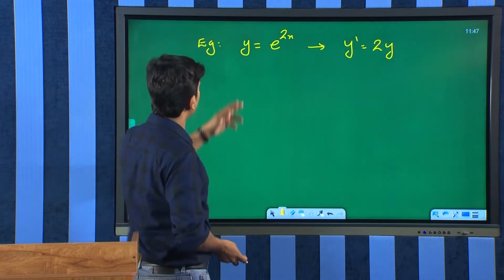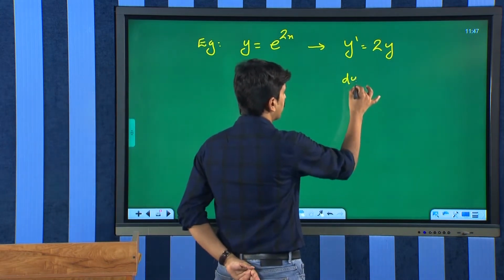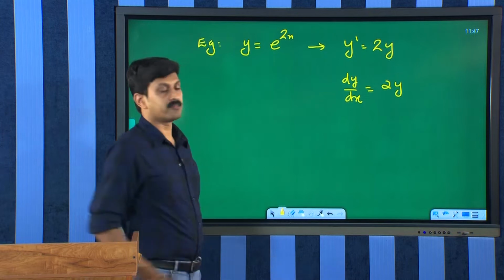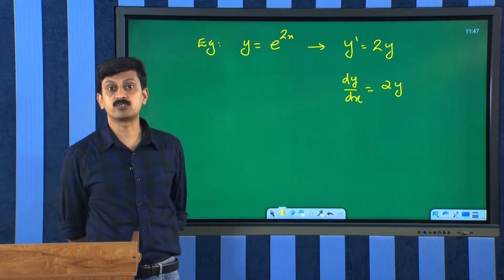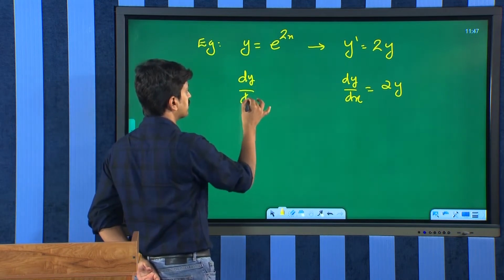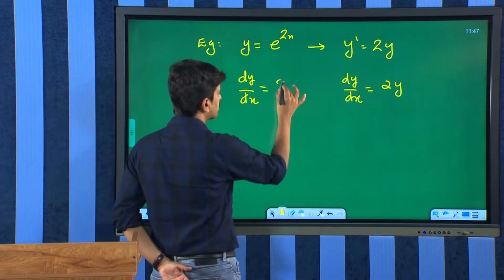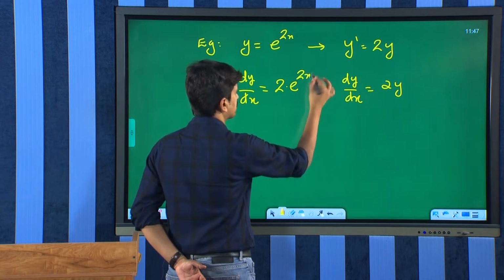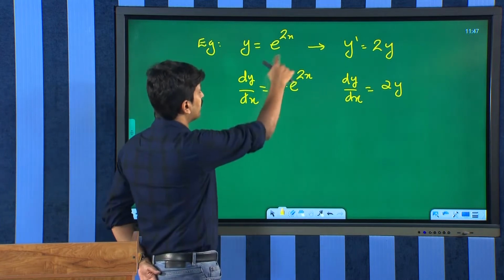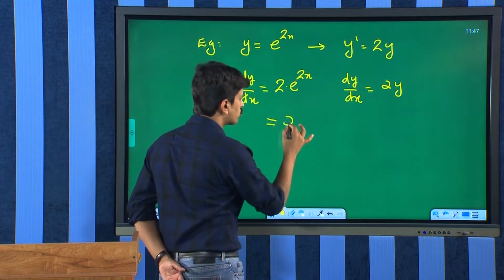See, y dash is equal to 2y, or simply dy by dx is equal to 2y. Here, instead of g of x, we have y is equal to e raised to 2x. While differentiating this, dy by dx is the derivative of e raised to 2x, which we know is 2 e raised to 2x. Here y is equal to e raised to 2x, so we can replace e raised to 2x with y.